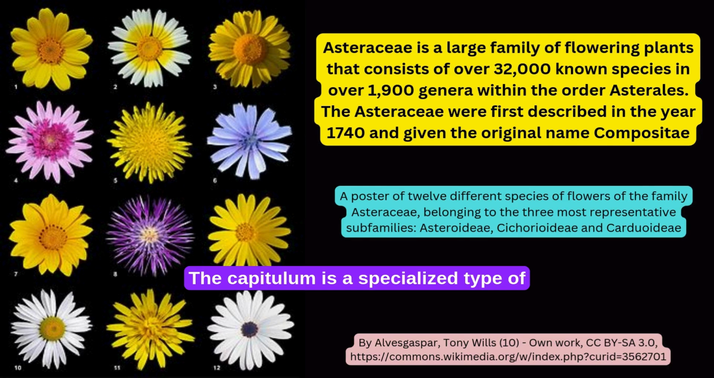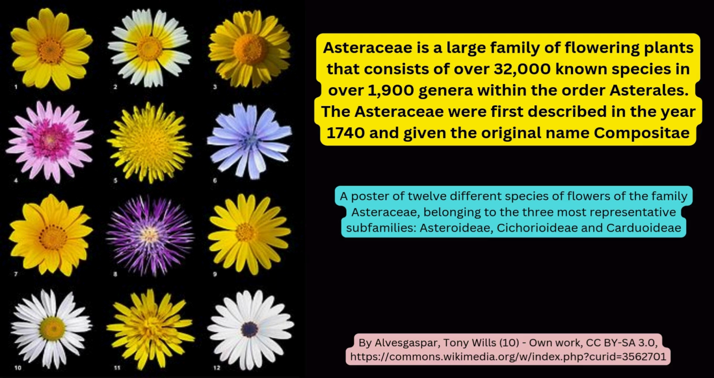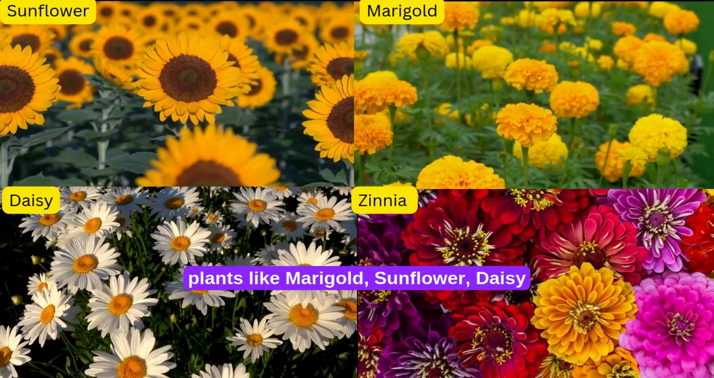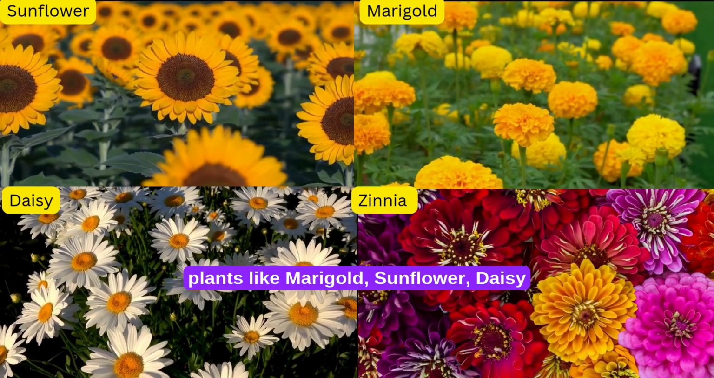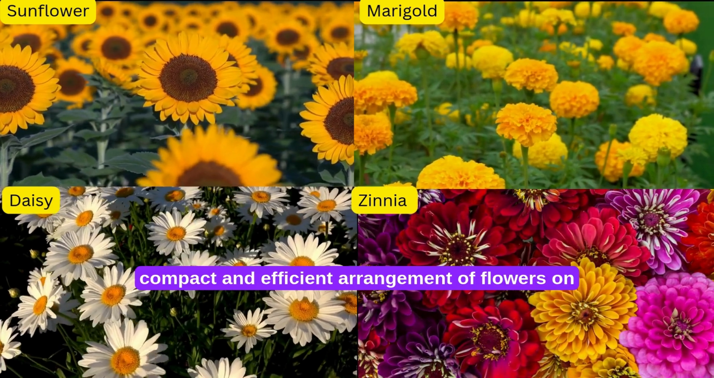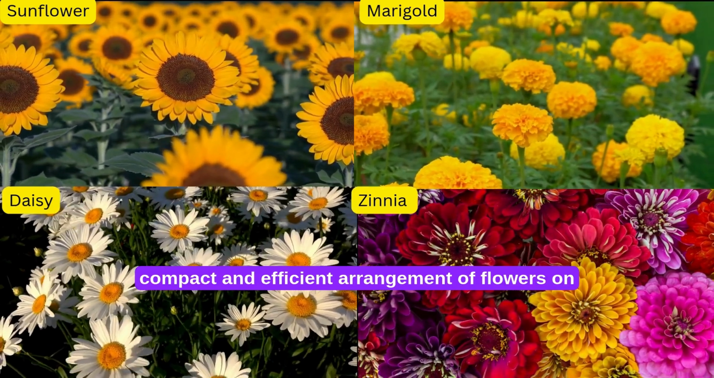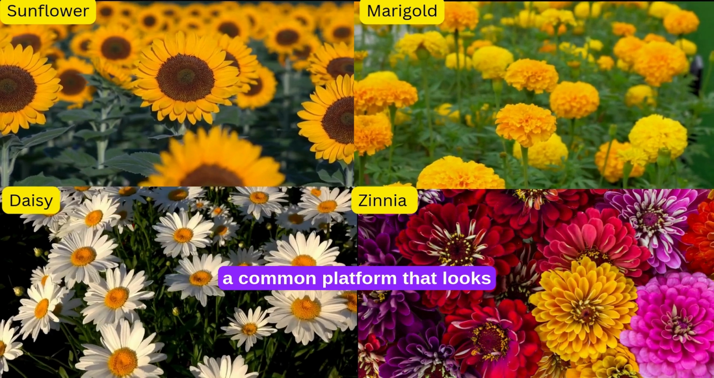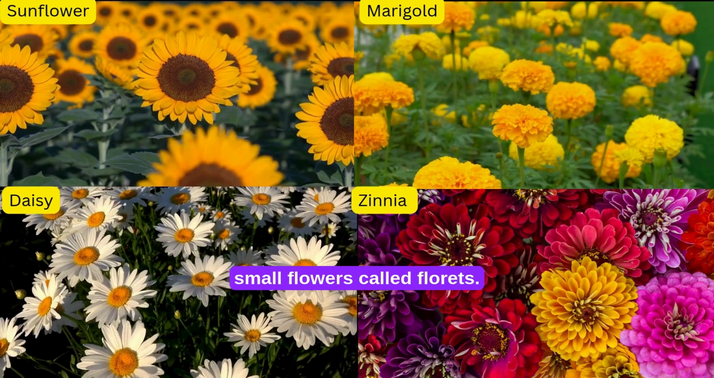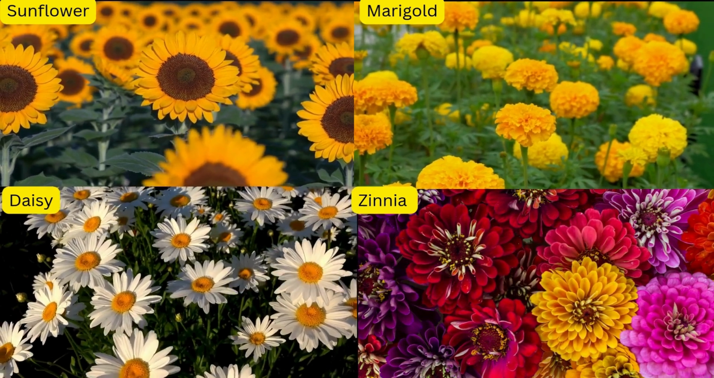The capitulum is a specialized type of inflorescence found in family Asteraceae, also called Compositae, which includes plants like marigold, sunflower, daisy, and zinnia. It is a highly compact and efficient arrangement of flowers on a common platform that looks like a single flower but is actually a cluster of small flowers called florets.